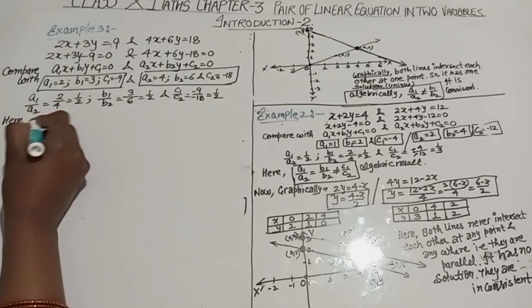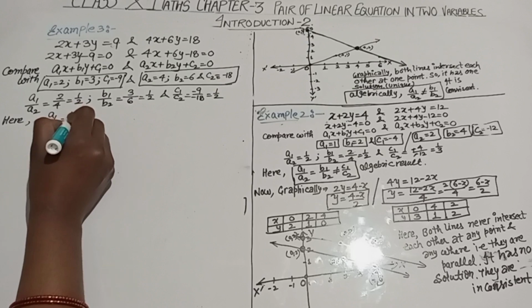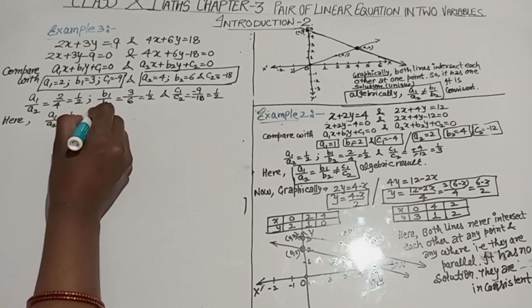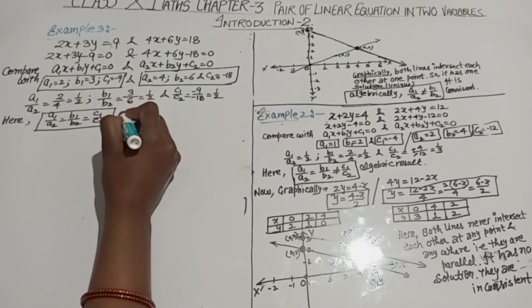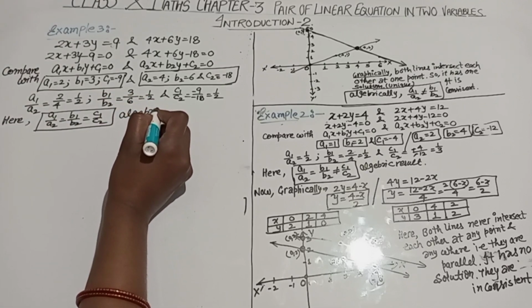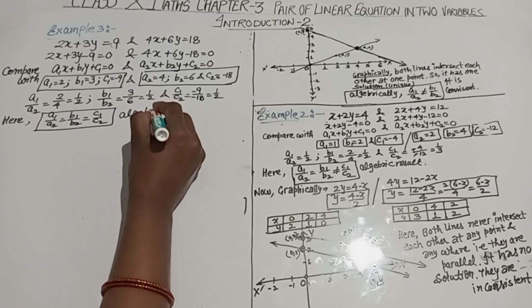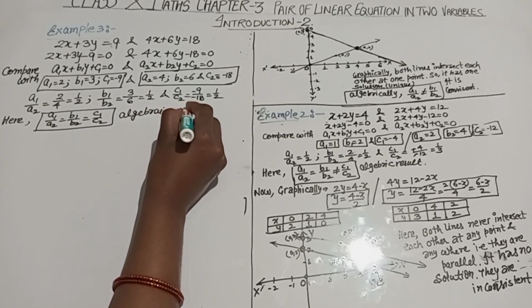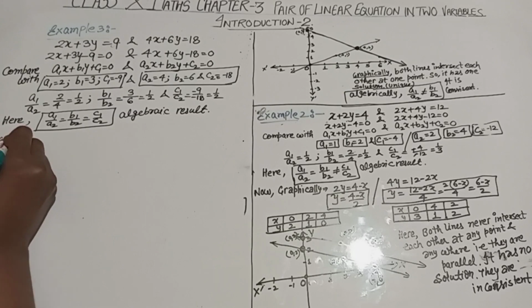Here A1 upon A2 is equal to B1 upon B2 is equal to C1 upon C2. This is an algebraic result. Okay, now take graphically.